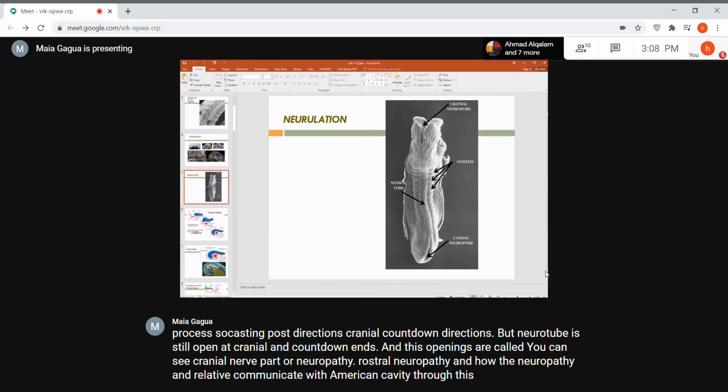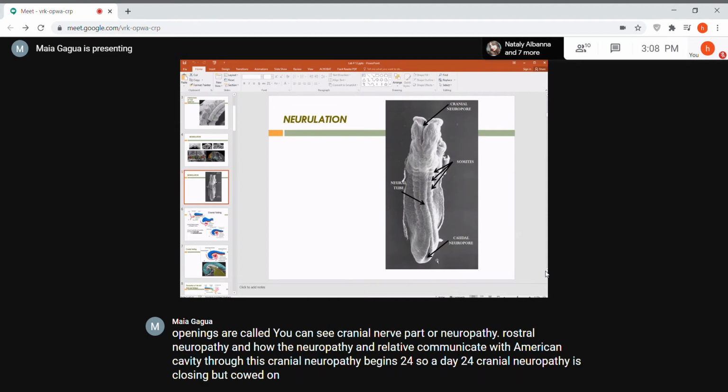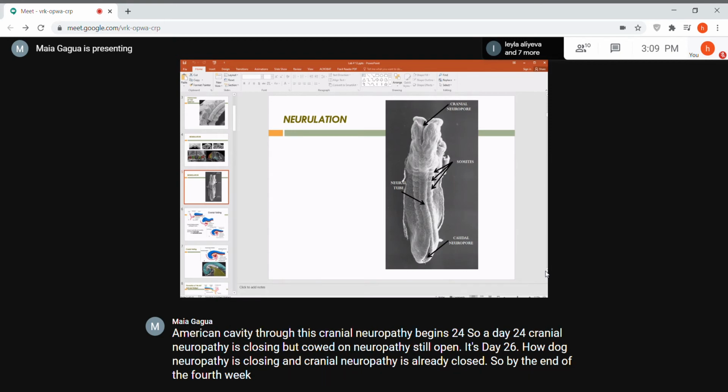Cranial neuropore begins closure at day 24. So at day 24, cranial neuropore is closing, but caudal neuropore is still open. At day 26, caudal neuropore is closing and cranial neuropore is already closed. So by the end of the fourth week, both neuropores are closed normally.